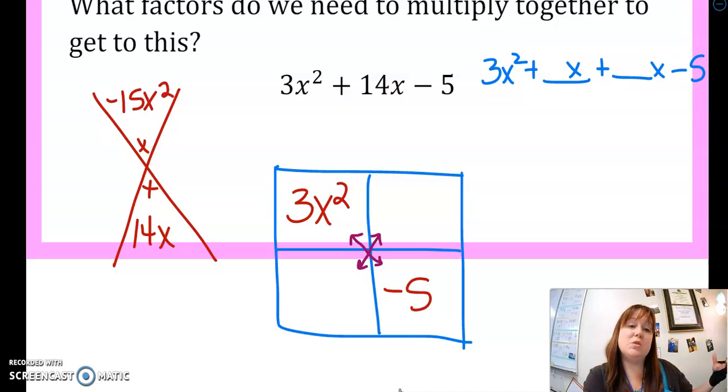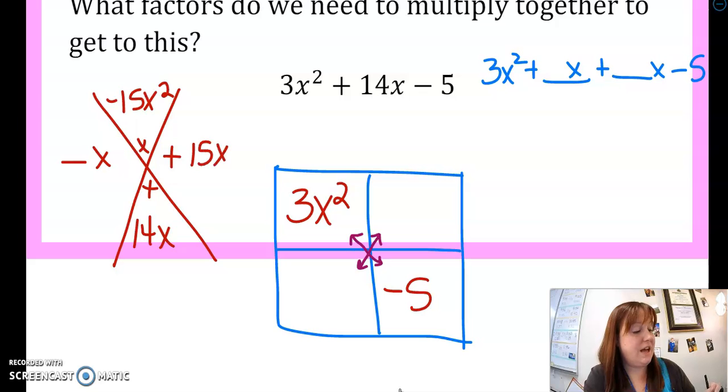So what two things multiply to negative 15x squared and add to 14x? Since it's negative, I know one of them has to be negative and one has to be positive, because to get a negative when I multiply, one has to be negative and one has to be positive. So I think, what about negative x and positive 15x? If I multiply these two, I am going to get negative 15x squared. If I add them together, I'm going to get 14x.